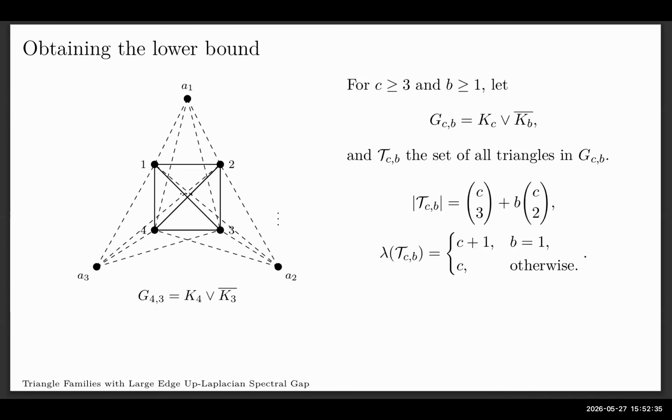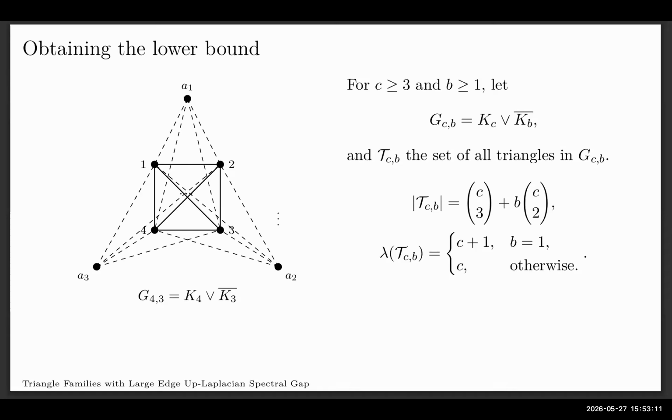This is the last topic I want to talk about. So to get the lower bound, we have to do some construction. I'm going to define this graph G sub CB to be a graph that has a complete graph on C vertices at the core, and B isolated vertices are joined to every vertex in that core. I also take T to be the complete triangle family in this graph.